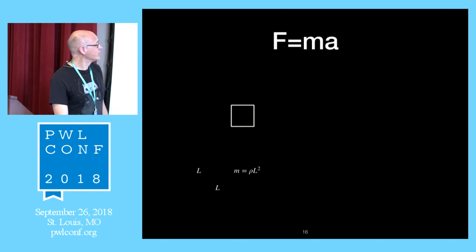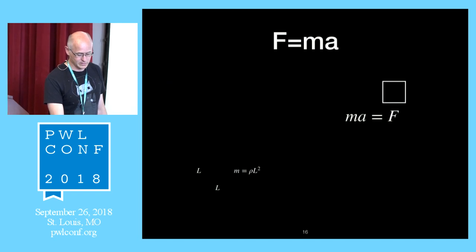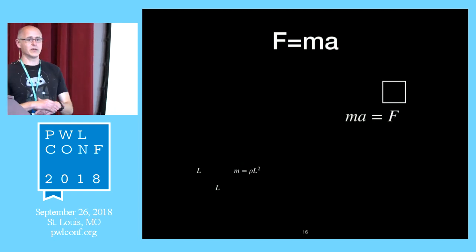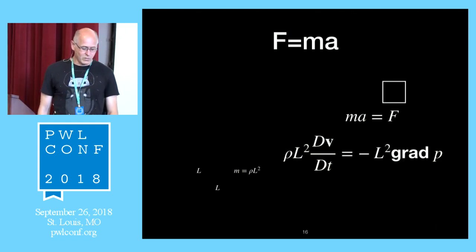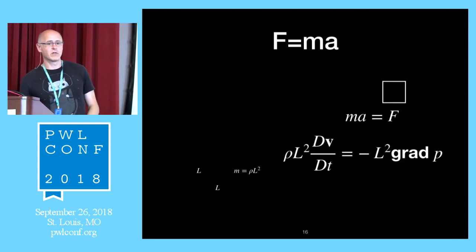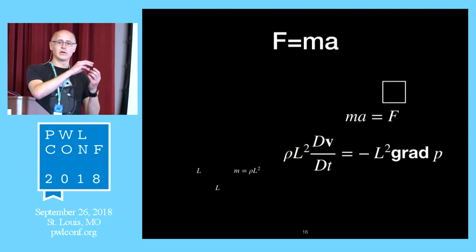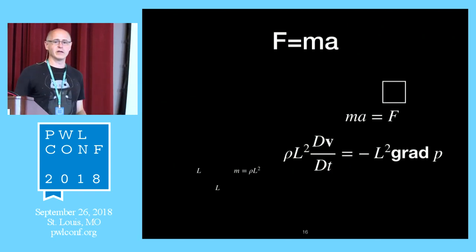Imagine this thing moves under the action of some kind of force. We want to understand the path it takes. So we use good old F equals ma. In this case, the F is just minus the gradient of P. If this little parcel of fluid has more pressure on the left, it's going to move to the right and vice versa.